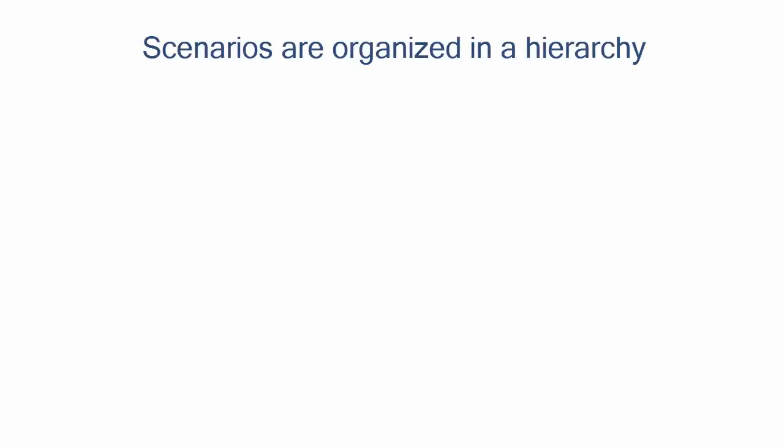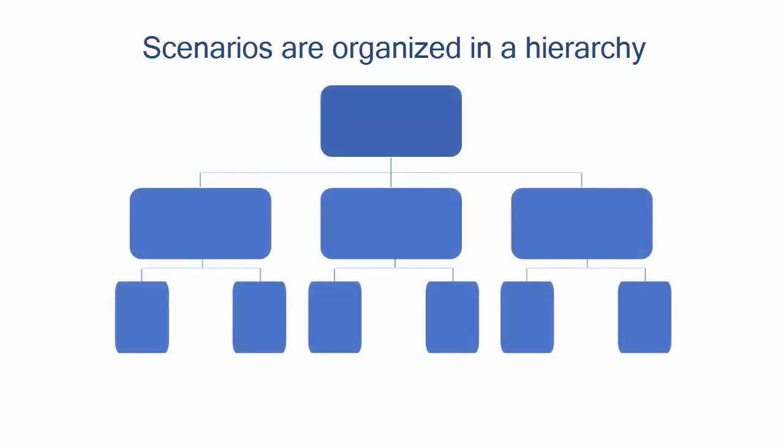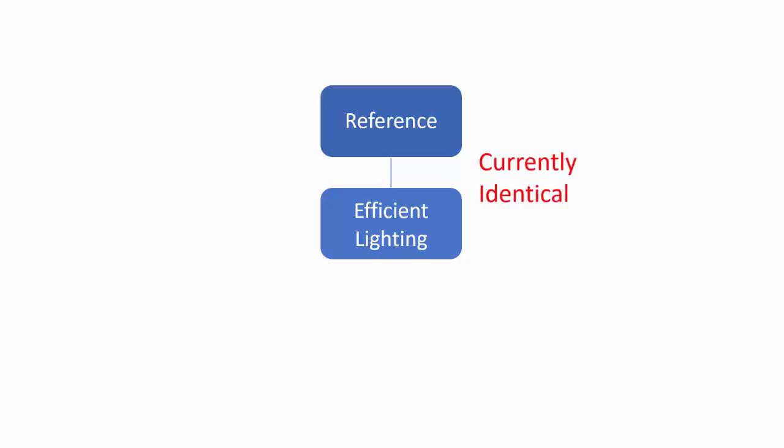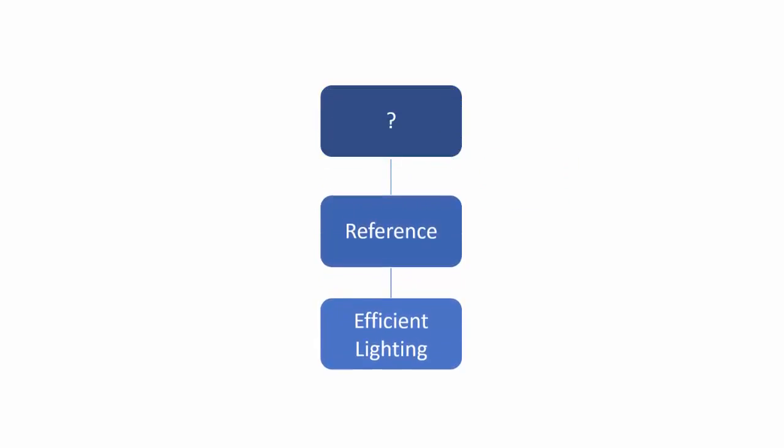To minimize data entry, scenarios are organized in a hierarchy so that when you create a new scenario, it inherits expressions or data from the parent scenario. In this case, the parent scenario to efficient lighting is the reference scenario. Since we have not modified any of the data for the efficient lighting scenario, the reference and efficient lighting scenario are currently identical. But where does the reference scenario inherit its data from? Based on the hierarchy, the data comes from current accounts.